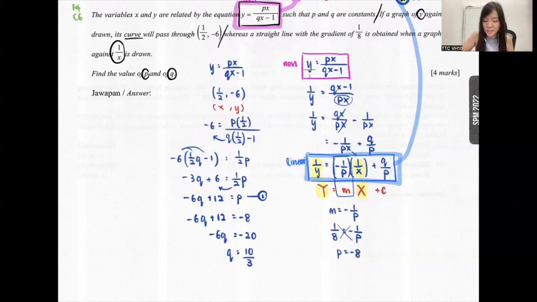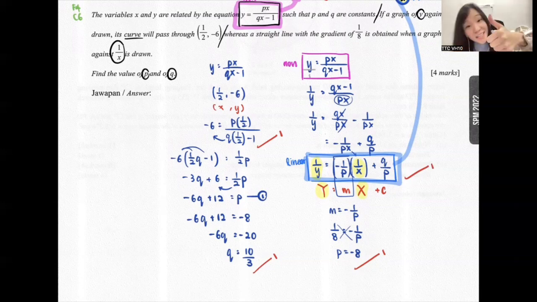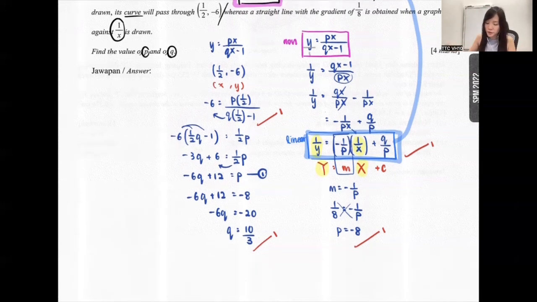Done. 4 marks. Where are the 4 marks? Of course, here 1 mark, here 1 mark. The moment you're able to sub in, you get 1 mark. The moment you're able to convert it, you get 1 mark. Convert and get the linear equation, you get 1 mark. Done. 4 marks. Can everyone? So far so good. Move on, lap 5, 4, 3, 2, 1.